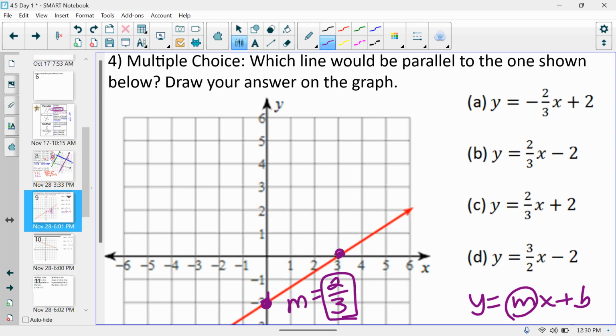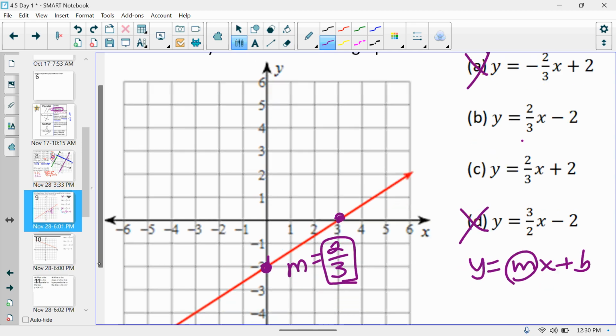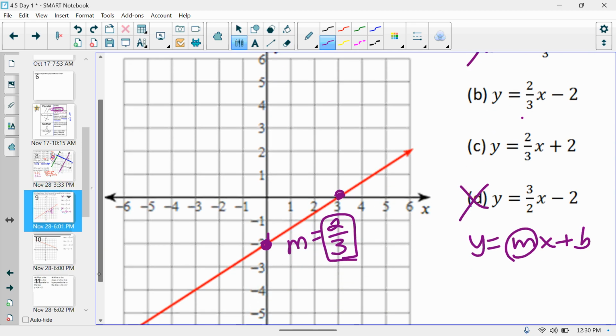So we can get rid of this choice because the slope of it is negative 2 over 3. We need it to be the same, 2 over 3. This one has a slope of 2 over 3, so maybe that's the right answer. This one has a slope of 2 over 3, so maybe that's the right answer. This one can't be the right answer because the slope is 3 over 2. We're looking for which one has the same slope. So I've narrowed it down to 2 choices. How would I now know which one of these is going to be parallel to my red line here? Madeline?